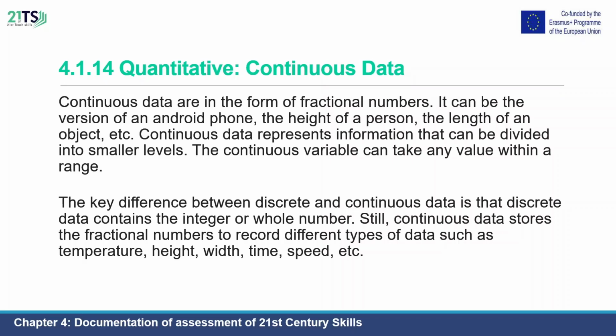Quantitative data can be categorized in continuous data. Continuous data are in the form of fractional numbers. It can be the version of an Android phone, the height of a person, the length of an object, etc. Continuous data represents information that can be divided into smaller levels. The continuous variable can take any value within a range.